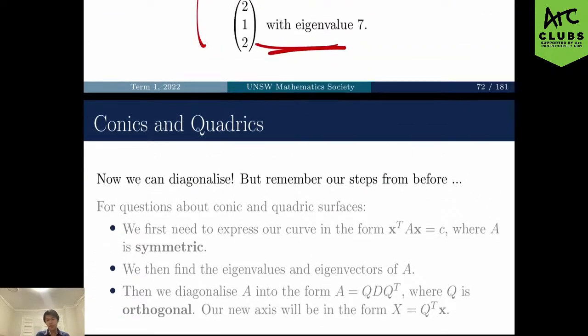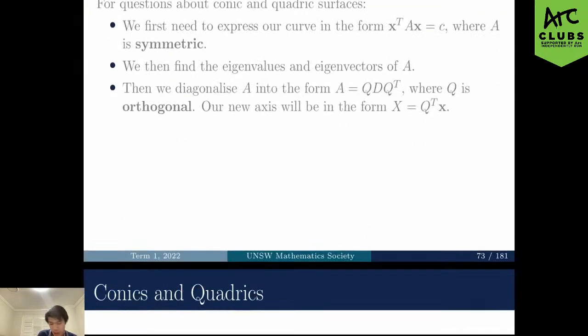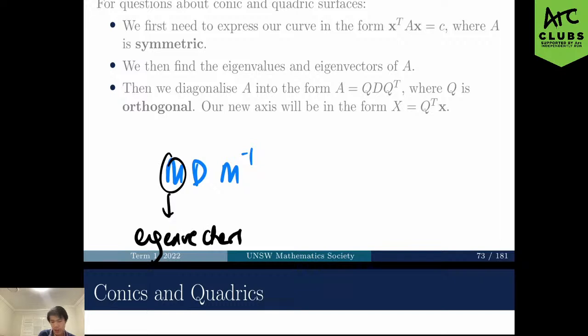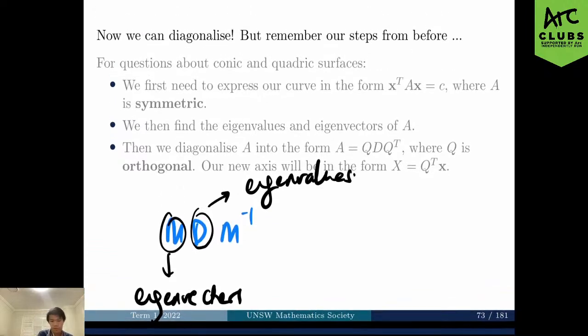Cool. And now we can diagonalize, because we know the process is really simple, right? We just do this, right? M D M inverse, where this has the eigenvectors, and this has the eigenvalues. So it's pretty simple. All we have to do is express our curve in the form. We have to diagonalize.